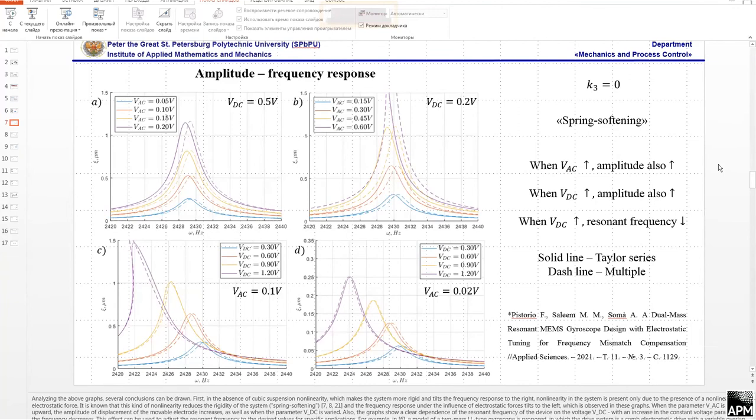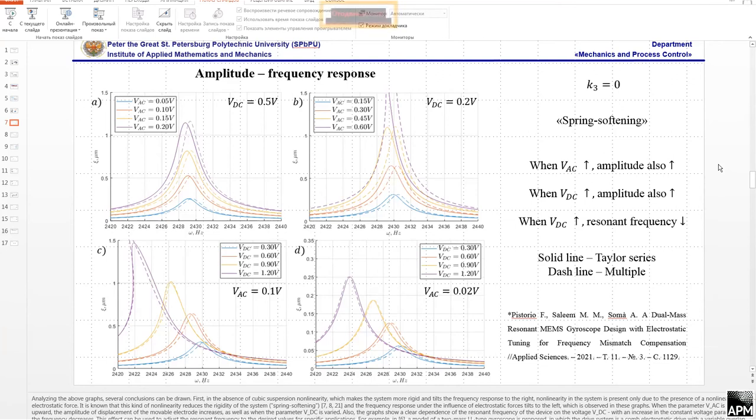In the absence of cubic suspension nonlinearity, which makes the system more rigid and tilts the frequency response to the right, nonlinearity in the system is present only due to the nonlinear electrostatic force. It's known that this kind of nonlinearity reduces the rigidity of the system, named spring softening, and the frequency response under the influence of electrostatic forces tilts to the left, which is observed in the figures.